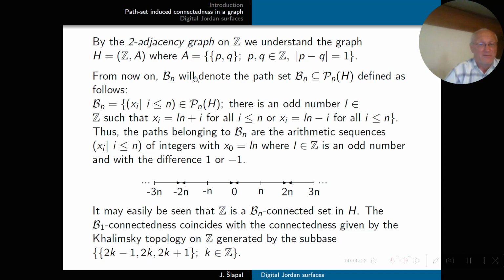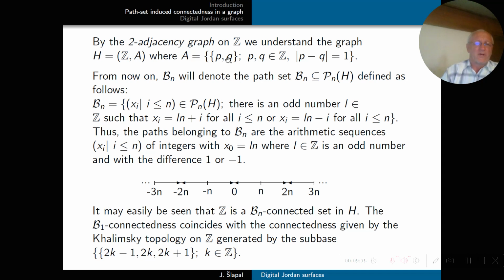And how do we define the path set B sub n? Here n is a given positive natural number, always. This path set B sub n is defined here, but simply explained in this picture. These paths are sequences of vertices starting from this vertex here and oriented according to this arrow. So this is one path, another path goes from n to n, and so on. So these are all the paths.